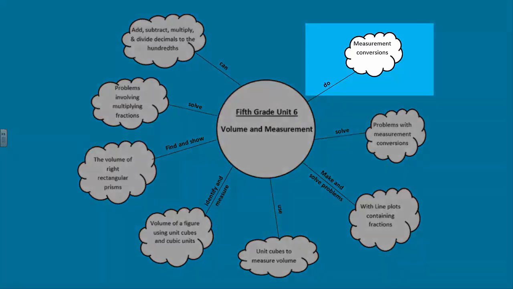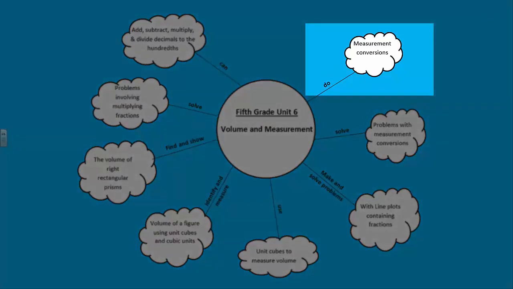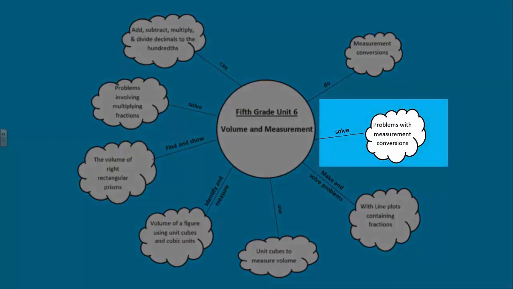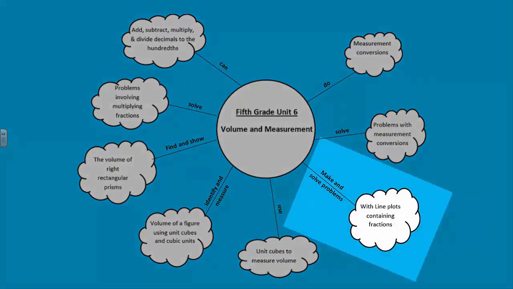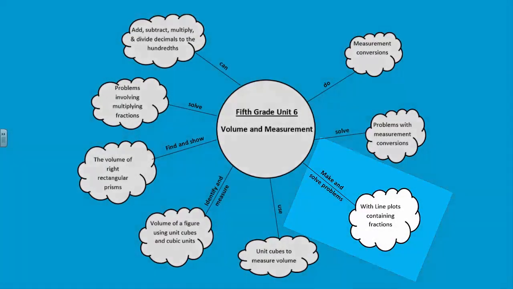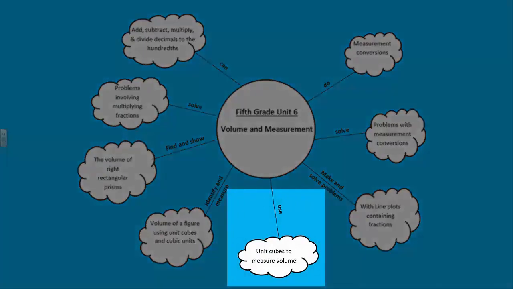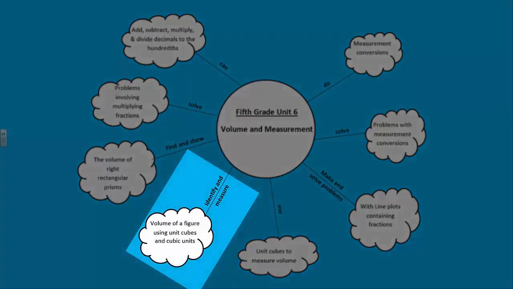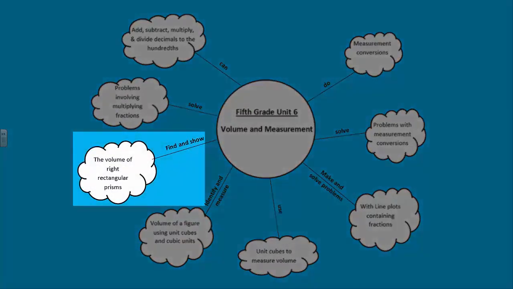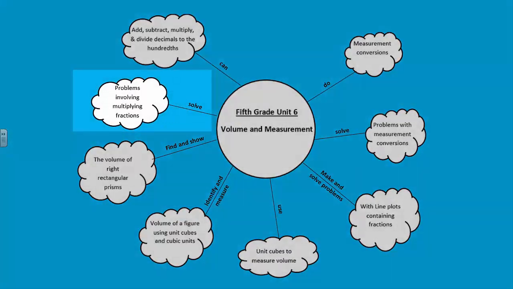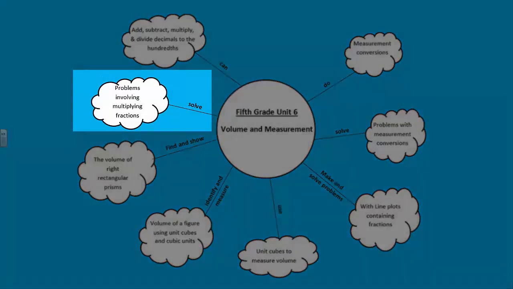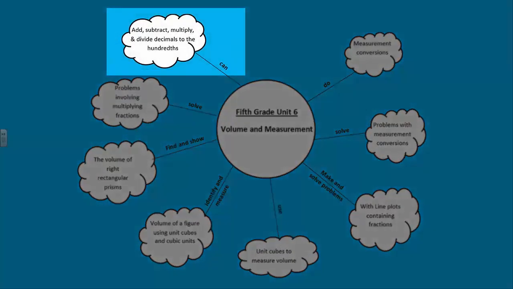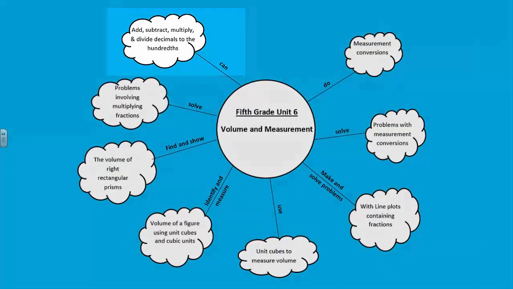In Unit 6, students will investigate measurement conversions, solve problems with measurement conversions, make and solve problems with line plots containing fractions, use unit cubes to measure volume, identify and measure volume of a figure using unit cubes and cubic units, find and show the volume of right rectangular prisms, and apply their knowledge from previous units to solve problems involving multiplying fractions and add, subtract, multiply, and divide decimals to the hundredths place.